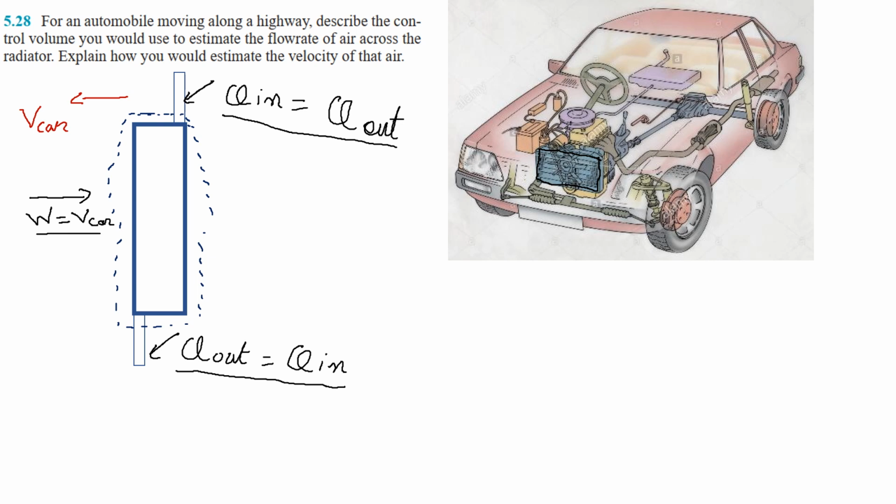regarding the quantities. First I estimated the volumetric flow rates, and now I am estimating the velocity of the air going into this radiator. Next is the velocity of the control volume. It is fixed inside the car, so it will be equal to the velocity of the car. So this is the left hand side.